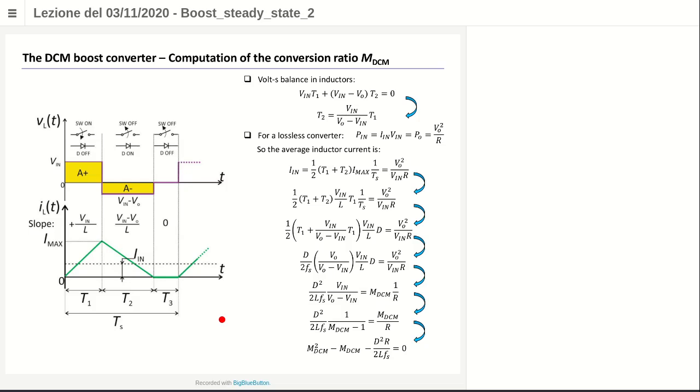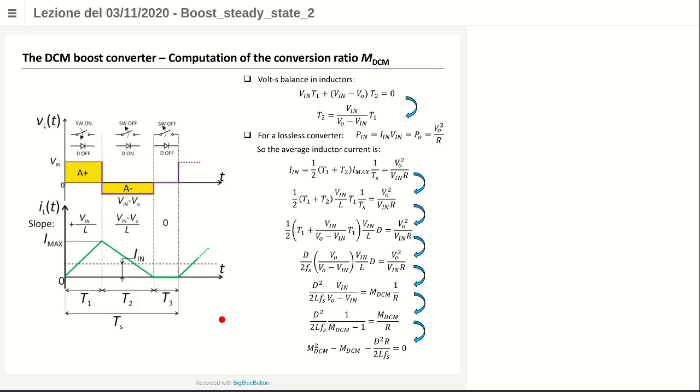So let's evaluate better what happens in boost CCM, just to anticipate: in CCM the boost is very difficult to control in closed loop because the transfer function between the output and the control variable, which is the duty cycle, has a zero in the right half plane. That leads to instability, the system is not stable. So typically the boost is operated in DCM.